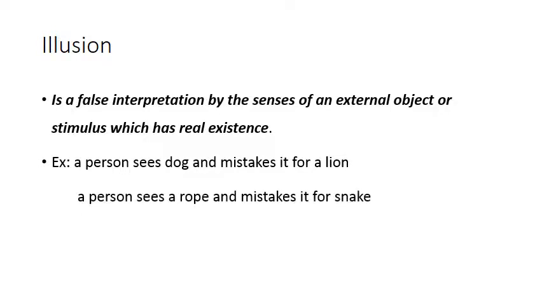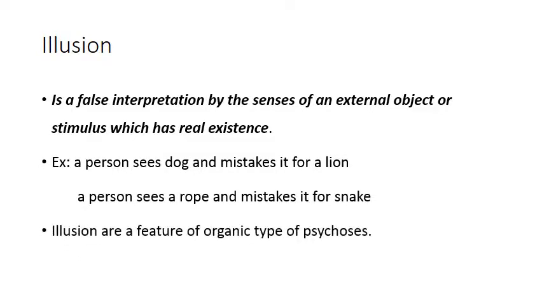Similarly, a person sees a rope and mistakes it for a snake. So these are false interpretations by the senses of an external object or stimulus which has a real existence. Actually the object or stimulus is there and the person mistakes it. So illusions are a feature of organic type of psychosis.